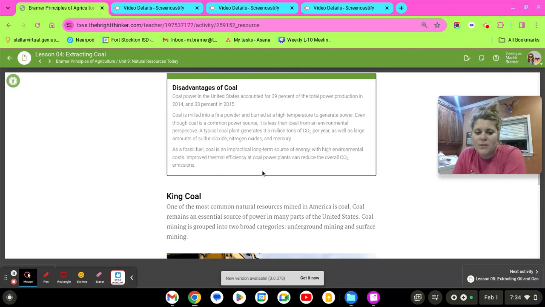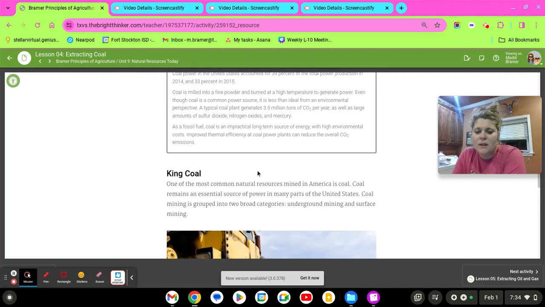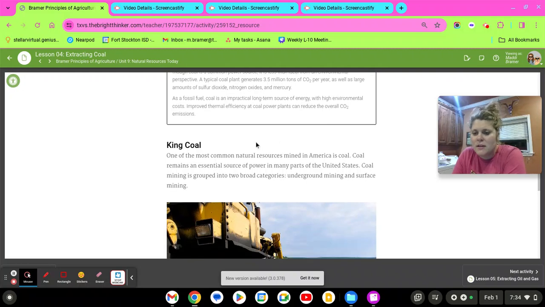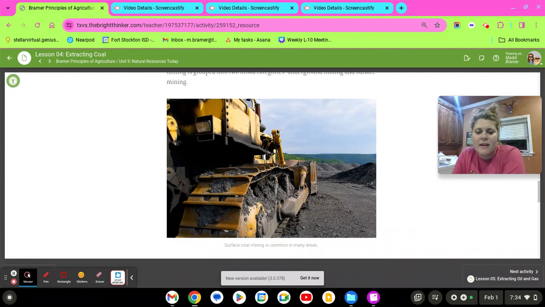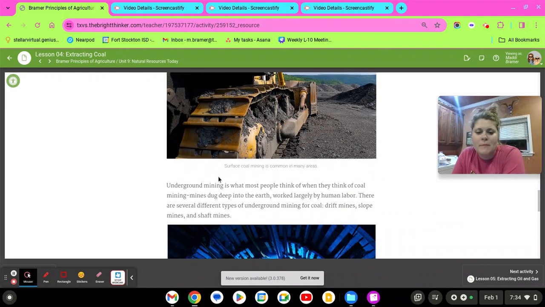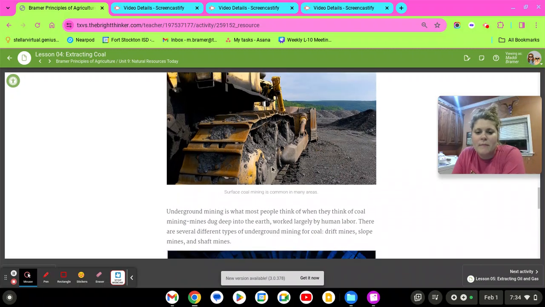Improved thermal efficiency at coal plants can help. They're working to reduce these emissions, and there is research going on on that. One of the most common is coal. Coal remains an essential source of power in the U.S. Coal mining is in two categories: underground mining and surface mining. So there's a surface coal mine.